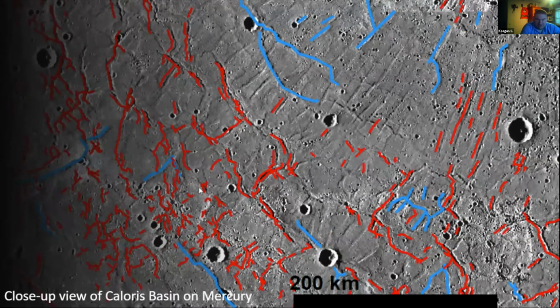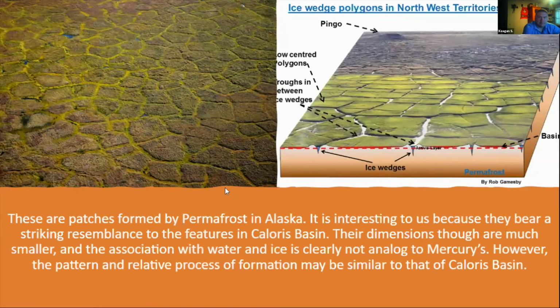So you can see the troughs and wrinkle ridges. Alexis noted that they're actually strikingly similar to permafrost patches in Alaska. They're much smaller, and obviously on Mercury, they're not formed by ice and water. But the relative process of desiccation may be similar.